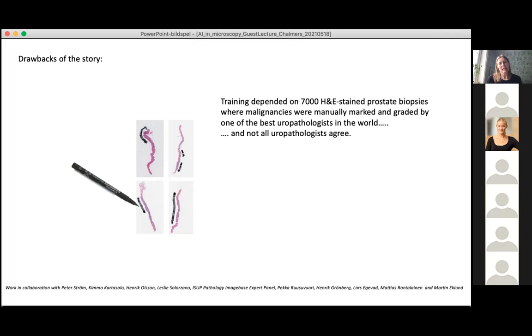Because our training of this AI system that worked so well depended on these 7,000 H&E stained prostate biopsies that were manually marked by this really professional uropathologist. And we could see that not all uropathologists agree. So having access to this really high quality data is very rare. And if you think about it, the only thing that we showed with this network is that we could repeat what a human could do. And I mean, that's of course nice, but it's not super exciting.